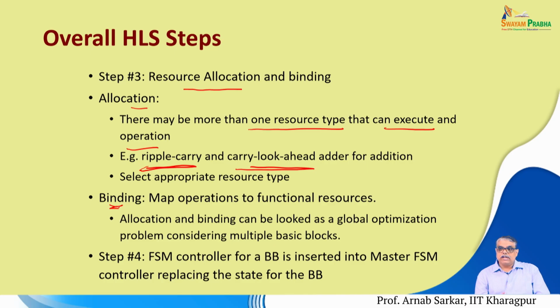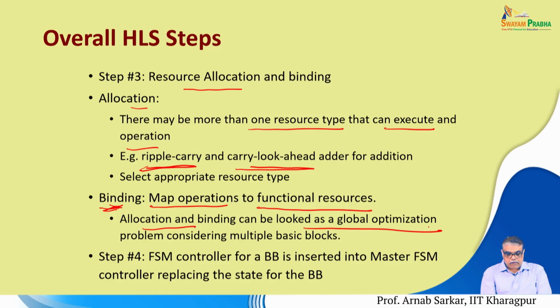In allocation, we have decided on the types and even numbers of different types of hardware resources. However, which hardware resource instance will perform which exact addition operation, this binding had not been done in the allocation step and is done actually in the binding step. So, binding maps operations to functional resources. Allocation and binding can be looked upon as a global optimization problem and not only within a certain basic block. So we need to consider multiple basic blocks when performing allocation and binding.